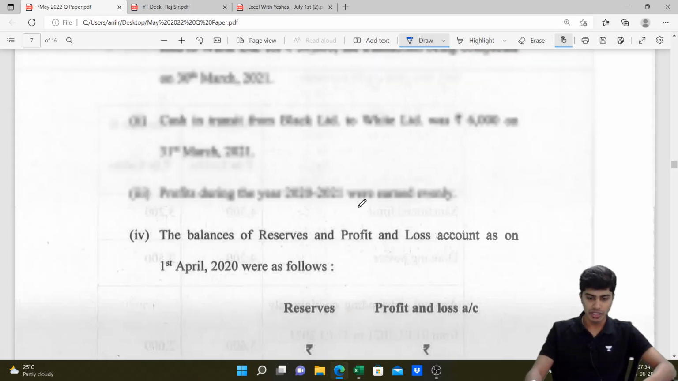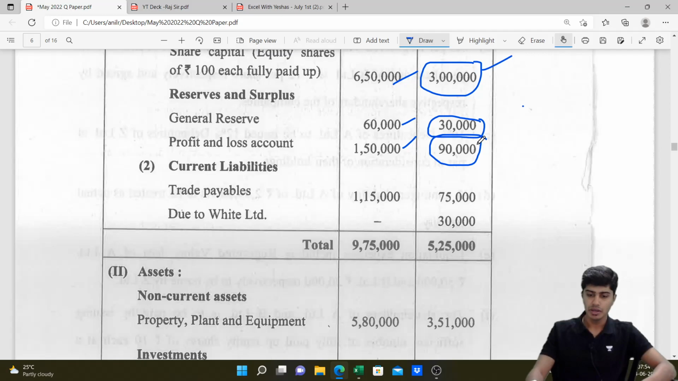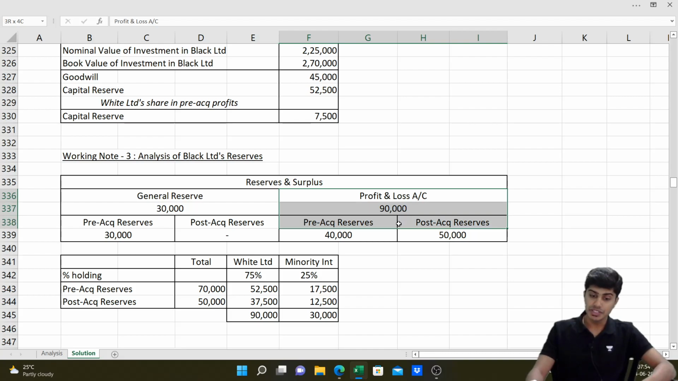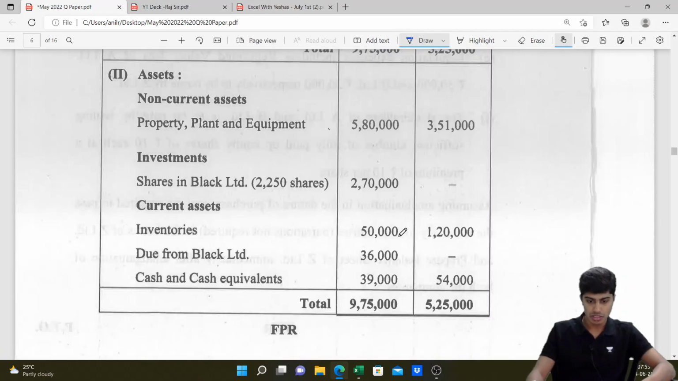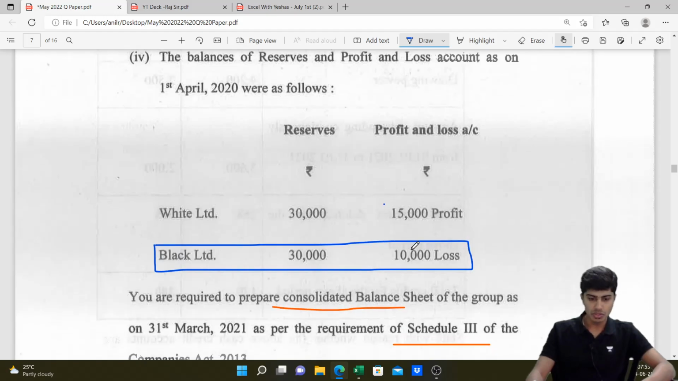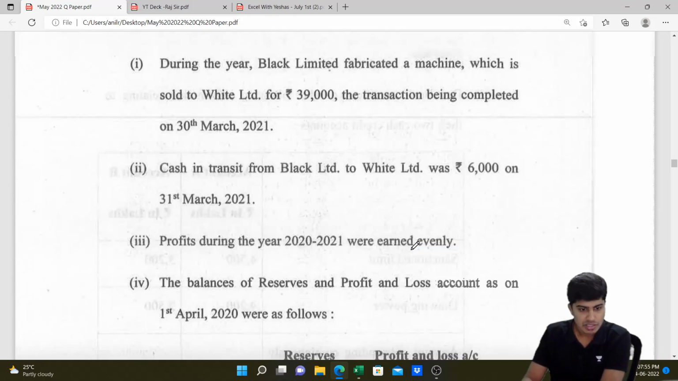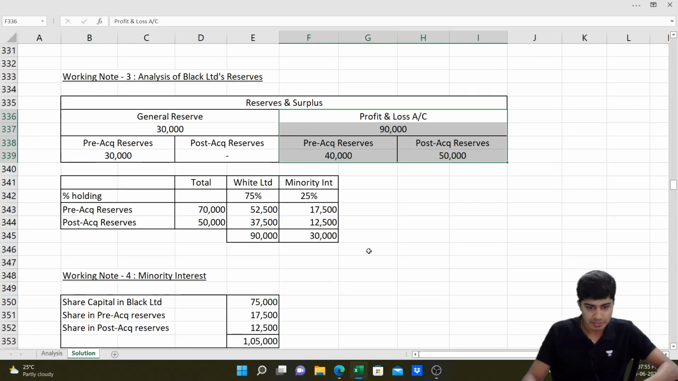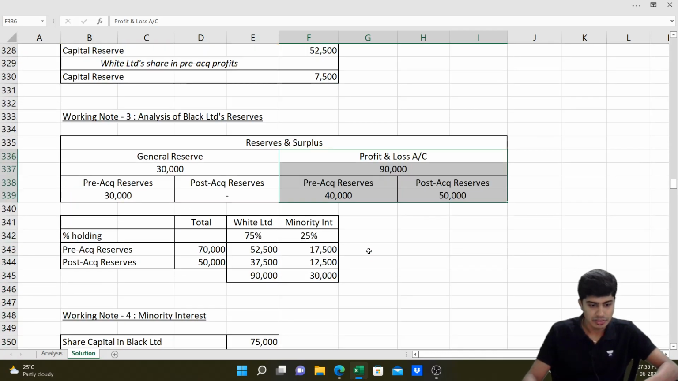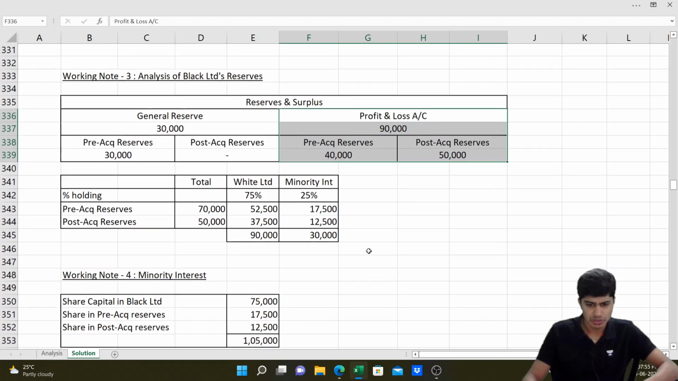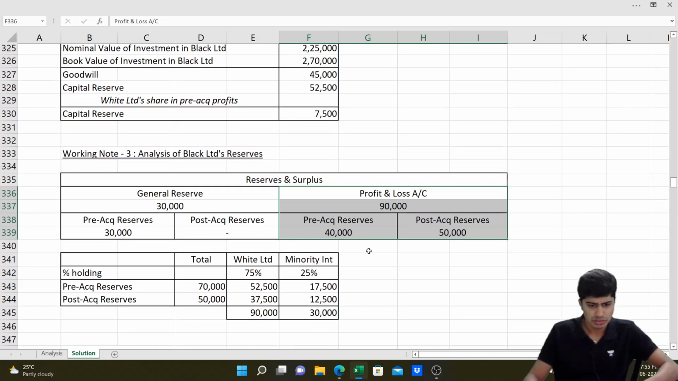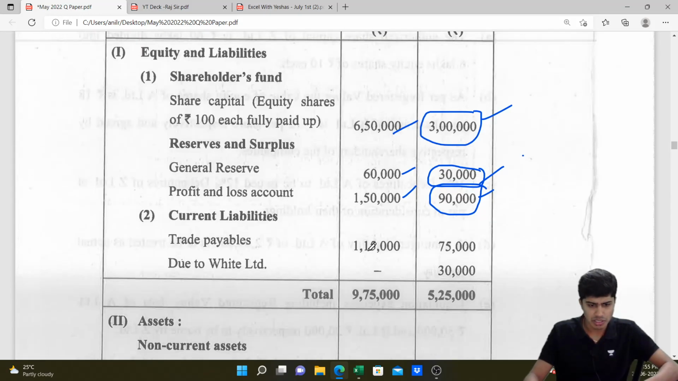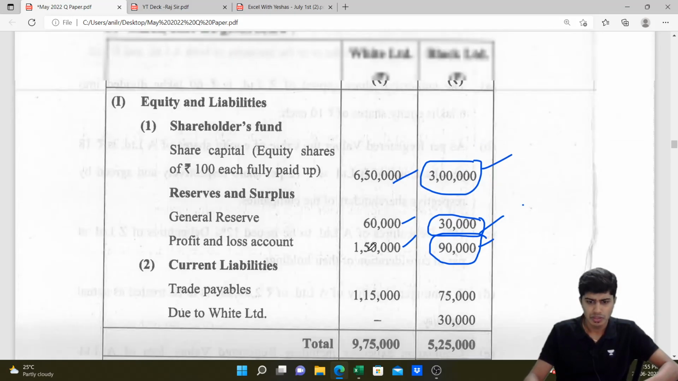However, on the balance sheet date, the profit and loss account is 90,000. So I'll write here 90. Of this, is the pre-acquisition reserve 40,000? But we have a 10,000 loss. I think there is some adjustment that I might have done. Give me a moment. Is there any other item to be adjusted? No. 90 is of Black Limited.